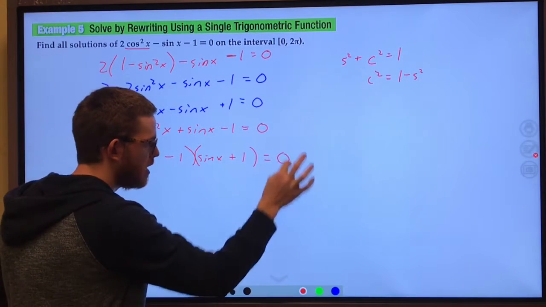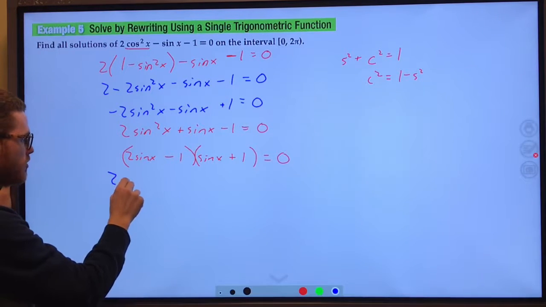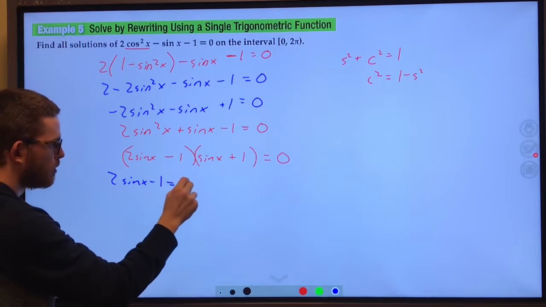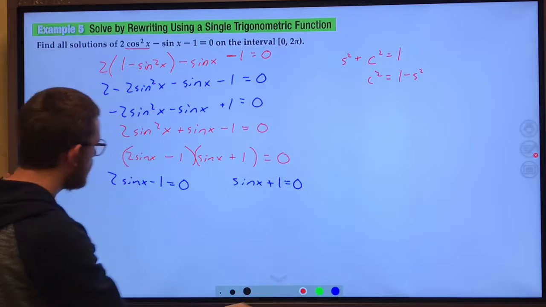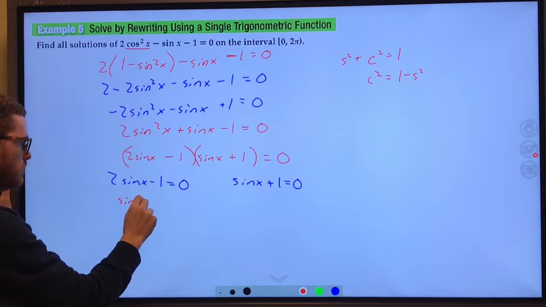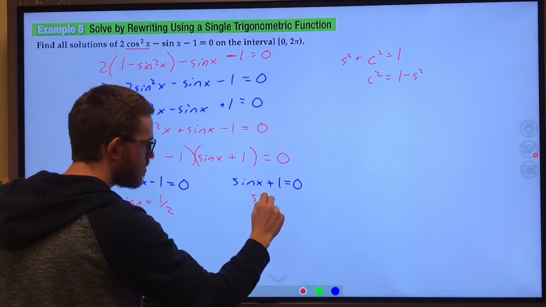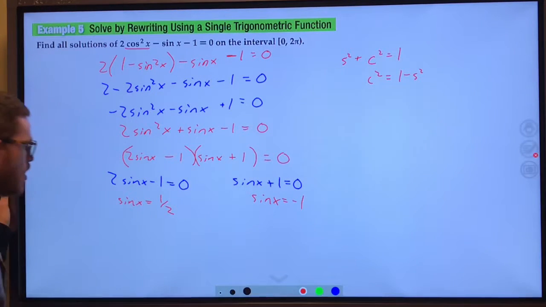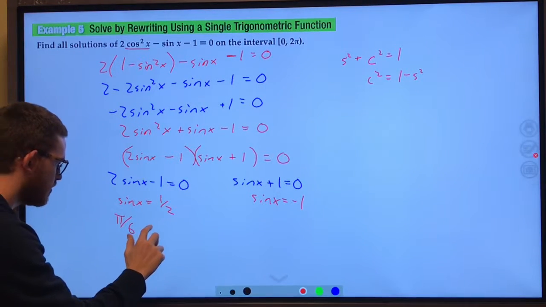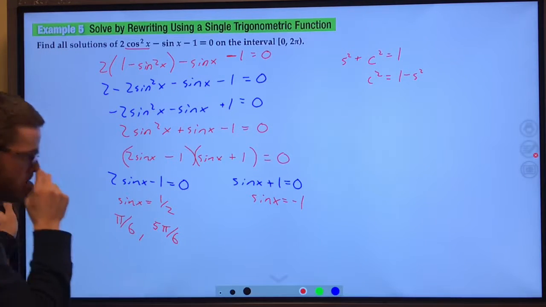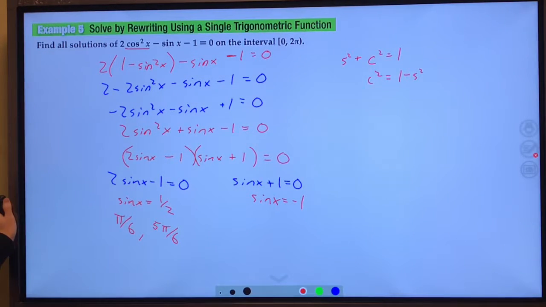So now I can use my zero product property. 2 sine of x minus 1 equals 0. Sine of x plus 1 equals 0. Solve each of these. What values for sine give me a positive 1/2? Well, that would be pi over 6. That would also be 5 pi over 6. Pi over 6 and 5 pi over 6 over here.